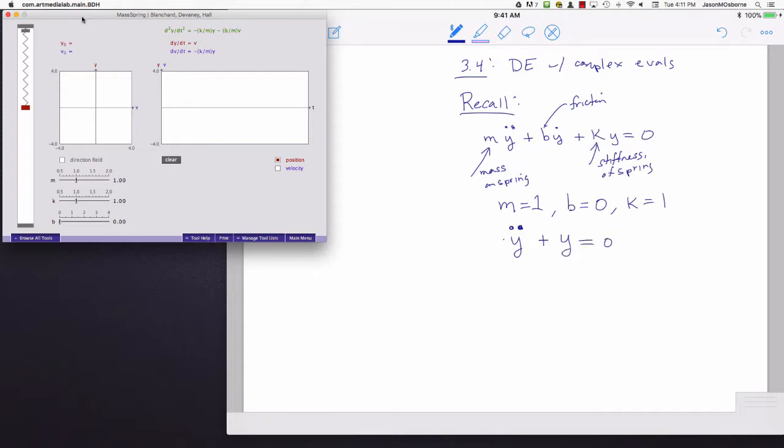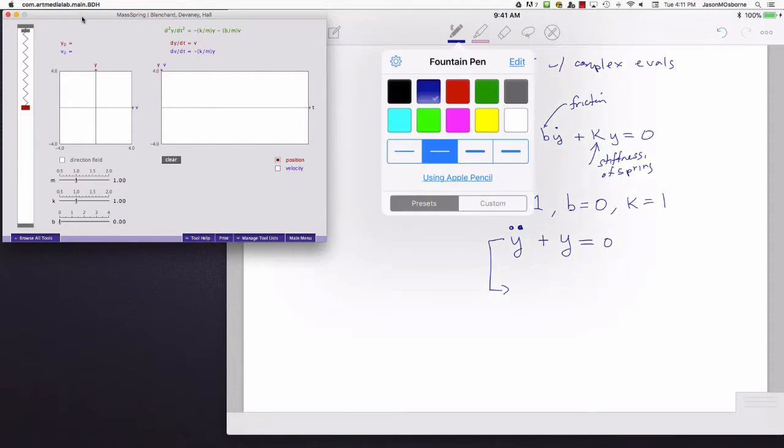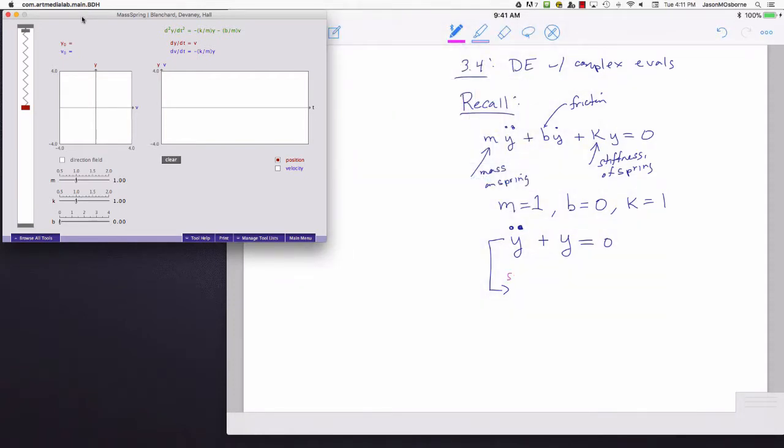Okay, which we knew we could turn into a system. You can make that into a system by letting y dot equal v, and therefore y double dot is v dot, so v dot plus y equals 0. And the best way to do this would be to solve for the derivative variables. So v dot is equal to negative y.